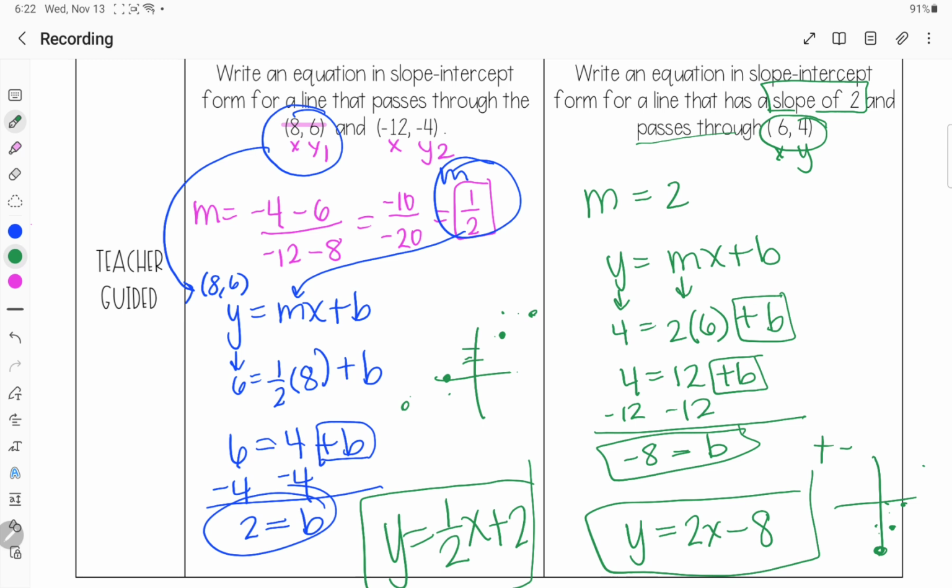So all you're doing is finding your slope. If they've given you 2 points, then you're going to plug that slope in with one of the ordered pairs they've given you and solve for b. You need your slope and your y-intercept.